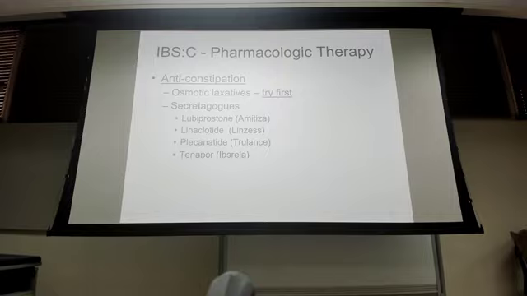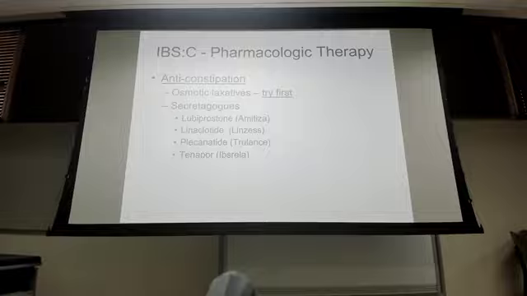So IBS-C pharmacological therapy, anti-constipation. If it's IBS-C, start with an osmotic laxative, PEG, right? Miralax, osmotic laxative. First, you need to know the algorithm for treating IBS-C versus IBS-D. First line for IBS-C, osmotic laxative, Miralax, PEG, polyethylene glycol, same thing.